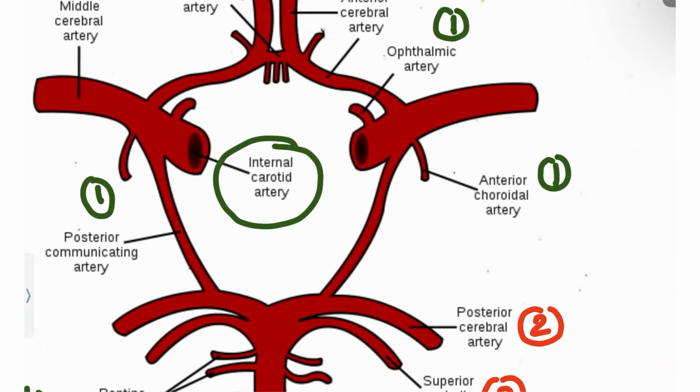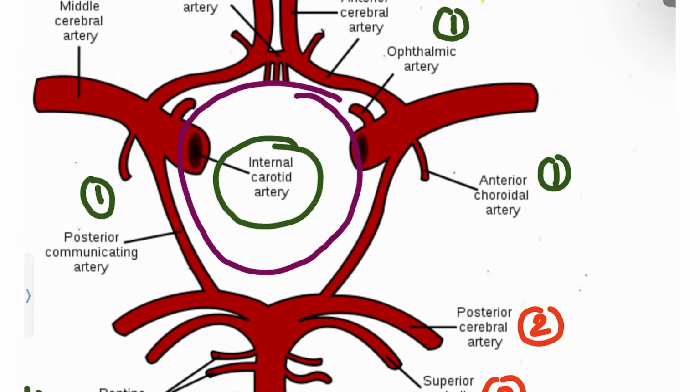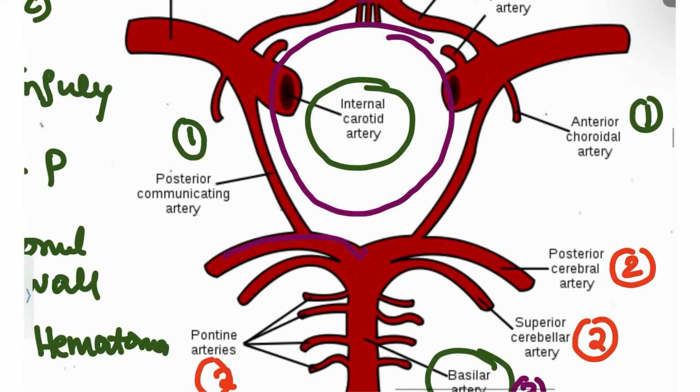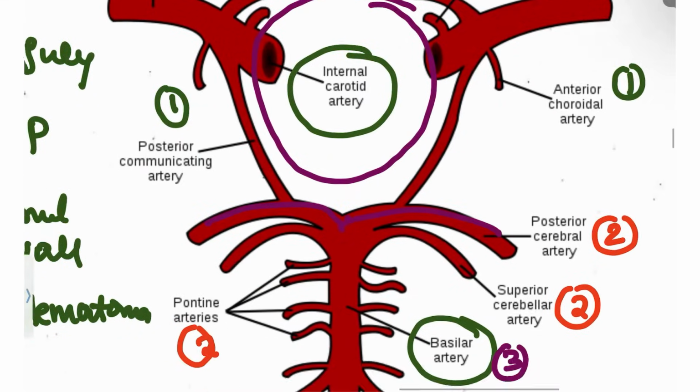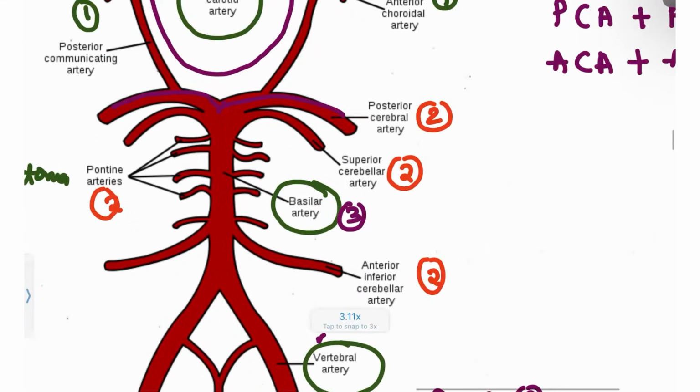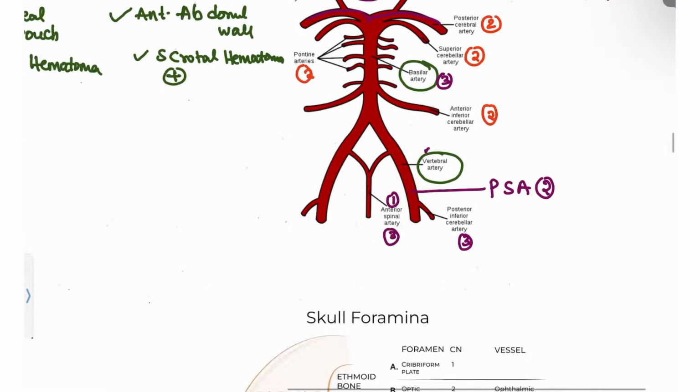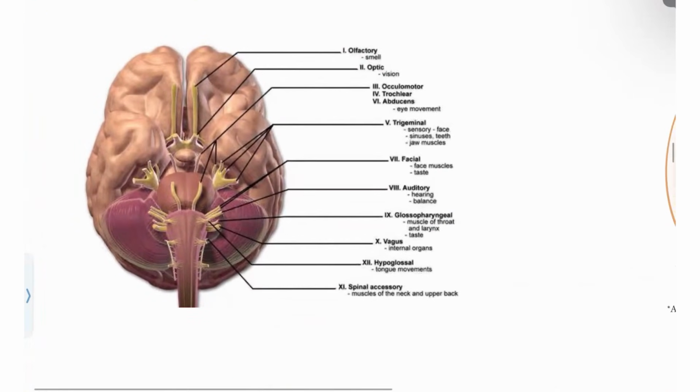Okay, this is the circle of Willis, which will be formed by the anterior communicating artery. Here you can see anterior cerebral artery, posterior communicating artery, and posterior cerebral artery. Okay, these are the structures that are present in the circle of Willis. Next, moving on to the nerves. What are the nerves that you have to remember here? All the cranial nerves are important.